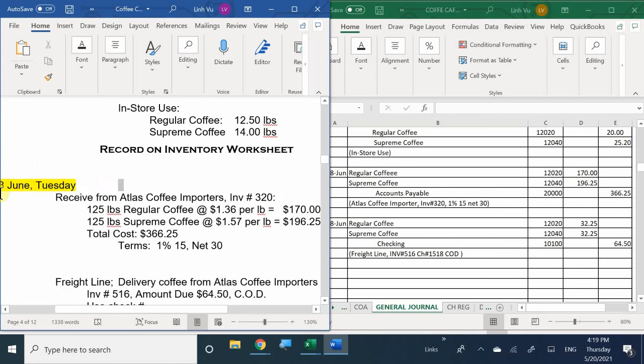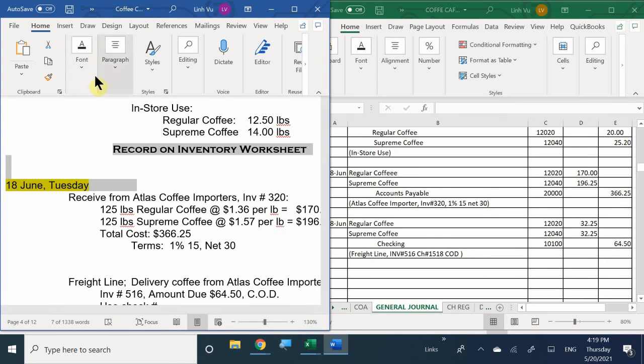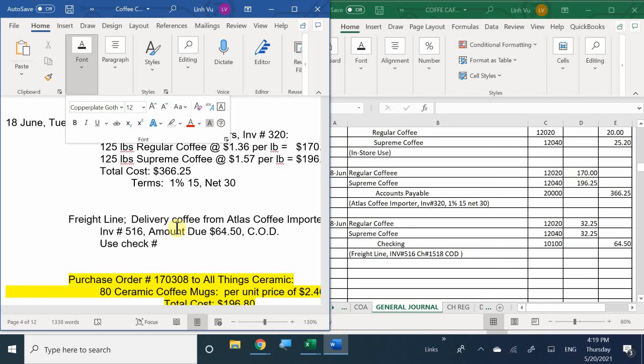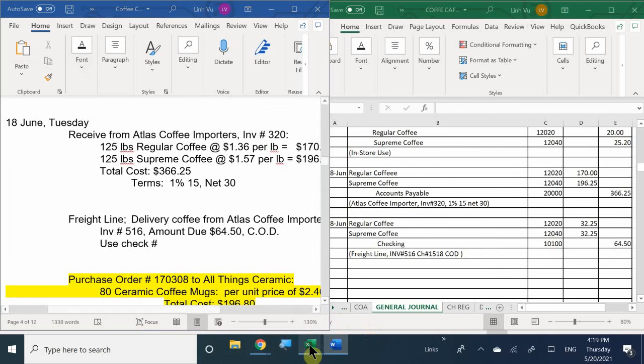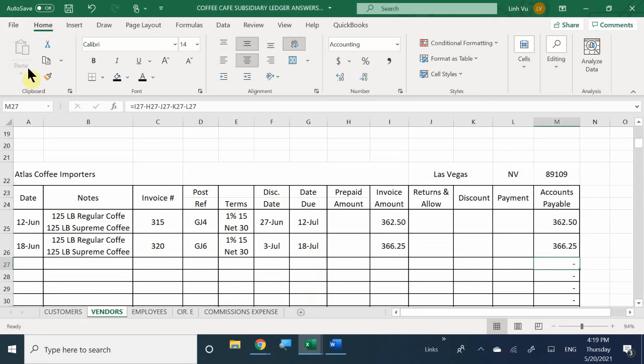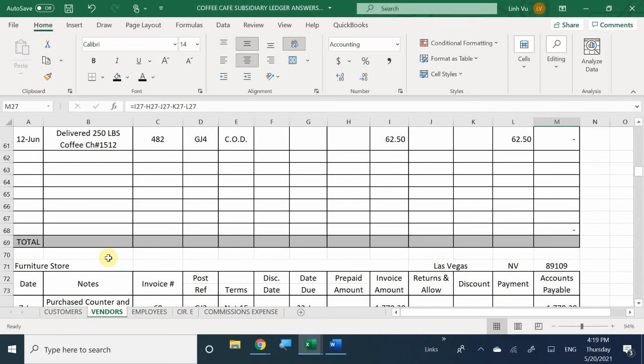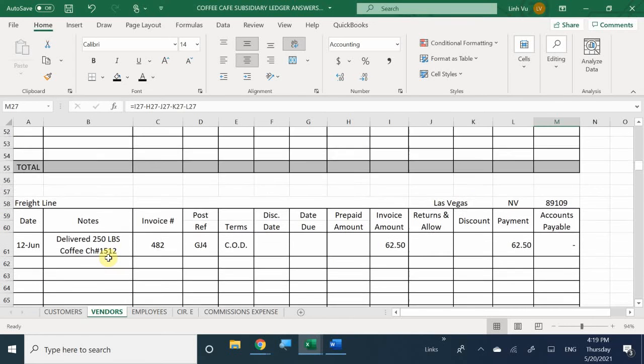We still got one more thing left to do. Go to our subsidiary ledger. That's correct. We have to go to our subsidiary ledger because we received a bill from Freightline. Good. So we're going to head to our subsidiary ledger and find Freightline. Here they are.